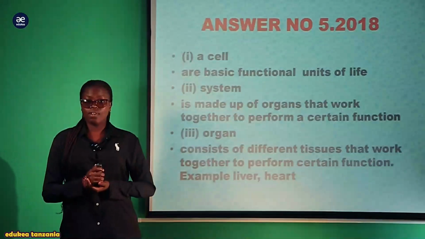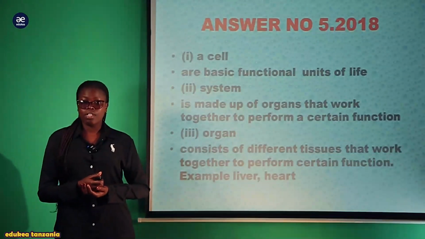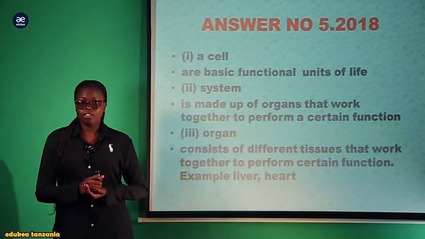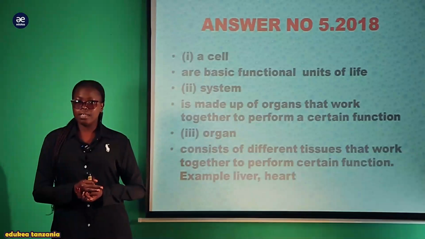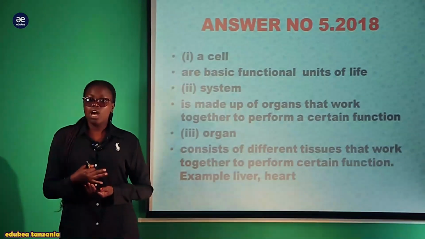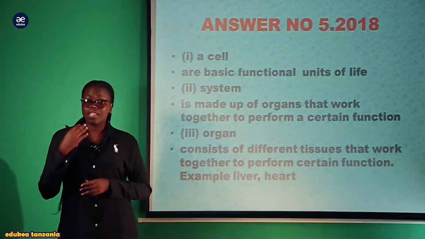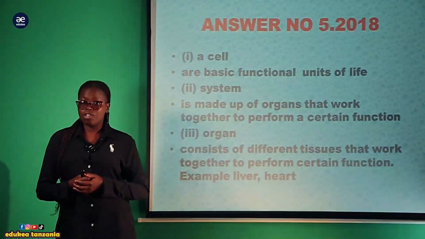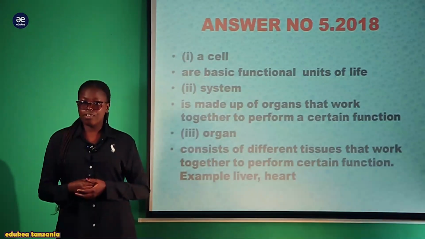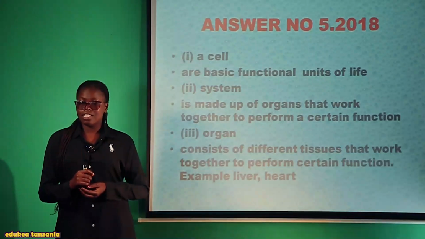Starting with the first one, the cell. The cell is a basic functional unit of life. Meaning that all living organisms, either multicellular or unicellular, are made up of cells. Any living organism, plants, animals, fungi, microorganisms, are made up of cells. And that's why they are called living organisms. So the cell is a basic unit of life. All living organisms are made up of cells, as stated in the cell theory.